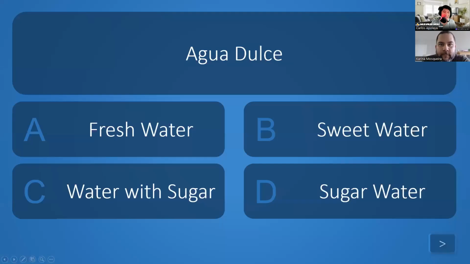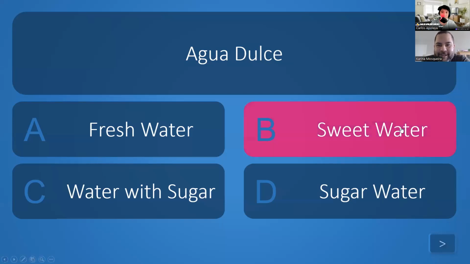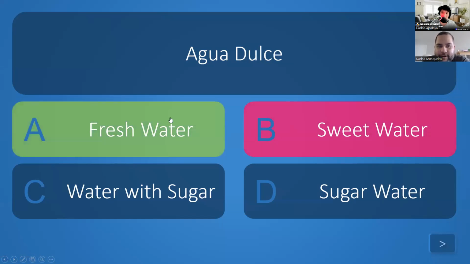Okay, so I have a question. How do you say agua dulce in English? Agua dulce, sweet water. Another way to say agua dulce, it refers to the river. The river brings agua dulce. Fresh water. Yes, fresh water. Okay, remember that we have fresh water and salty water.